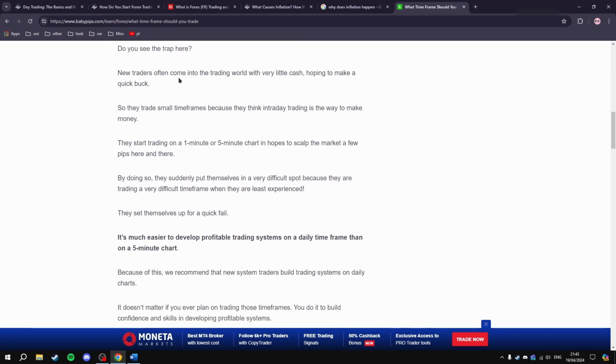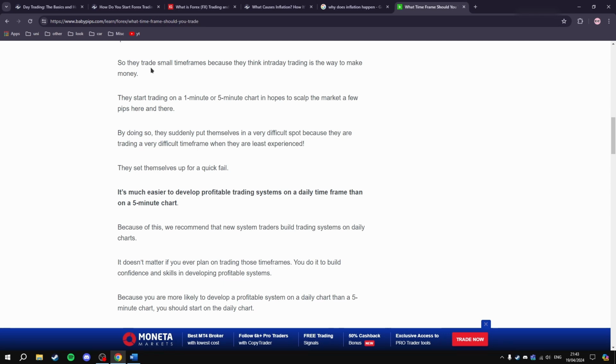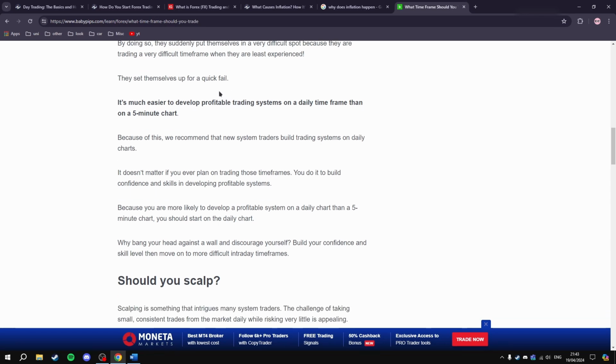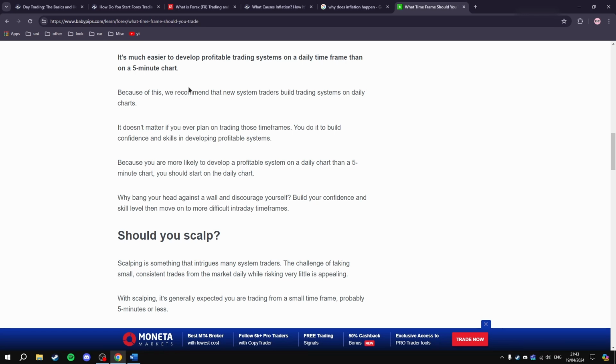New traders often come into the trading world with very little cash, hoping to make a quick buck. So they trade small time frames because they think intraday trading is a way to make money. They start trading on a 1 minute or 5 minute chart in hopes of scalping the market a few pips here and there. By doing so, they suddenly put themselves in a very difficult spot because they are trading a very difficult time frame when they are least experienced. They set themselves up for a quick fail. It is much easier to develop a profitable trading system on a daily time frame than on a 5 minute chart.